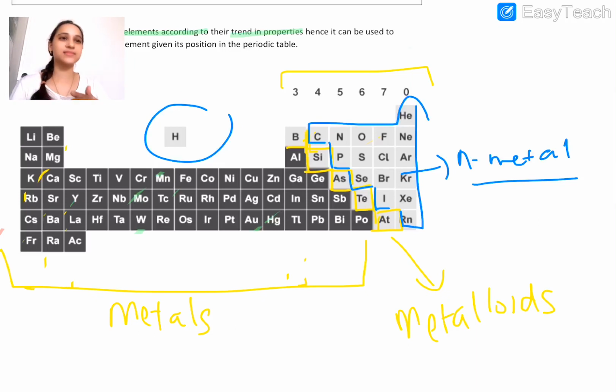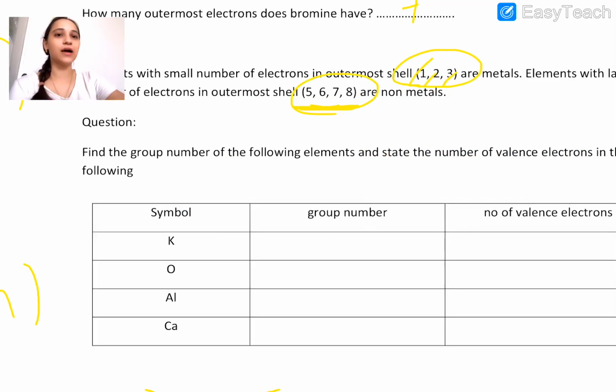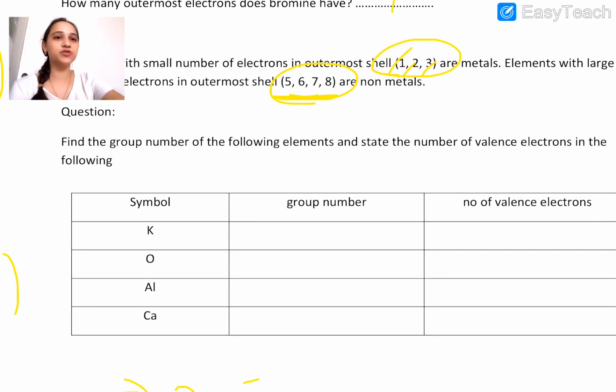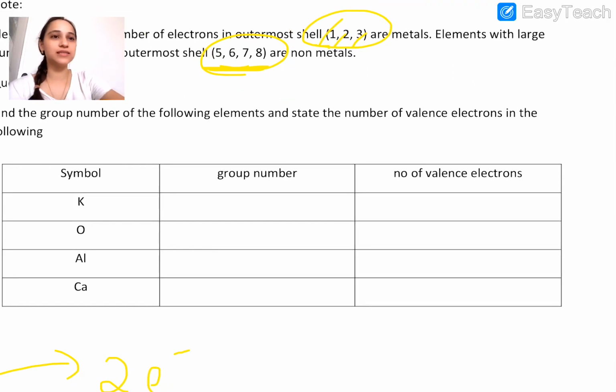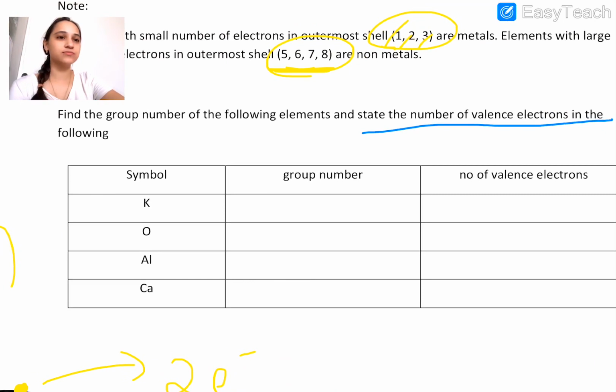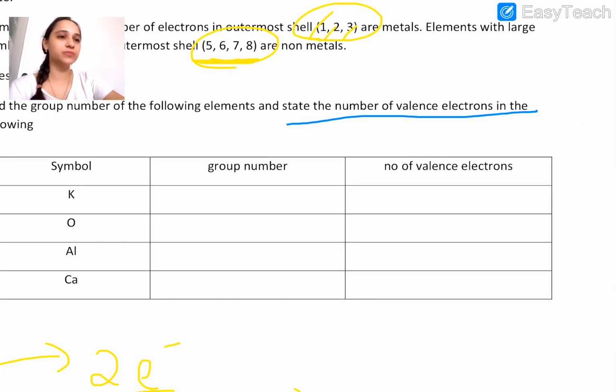But again, that's just for the purpose of the syllabus. That's it. Okay. Now, you're going to find the group number of the following elements and state the number of valence electrons. So go ahead, find the group number and find the valence electrons. That's your work. I'm going to correct that and send you feedback on it.